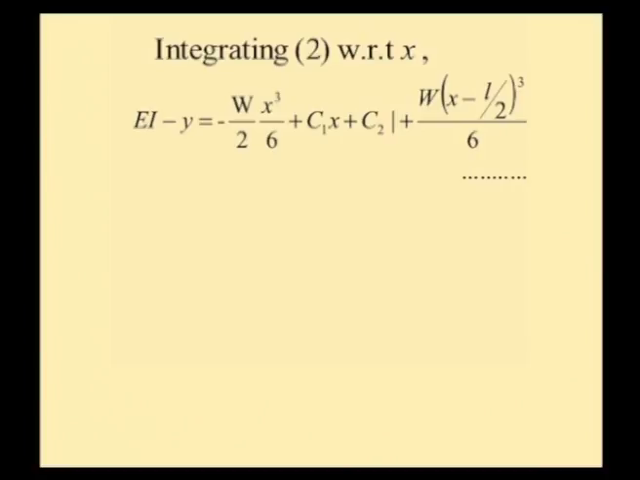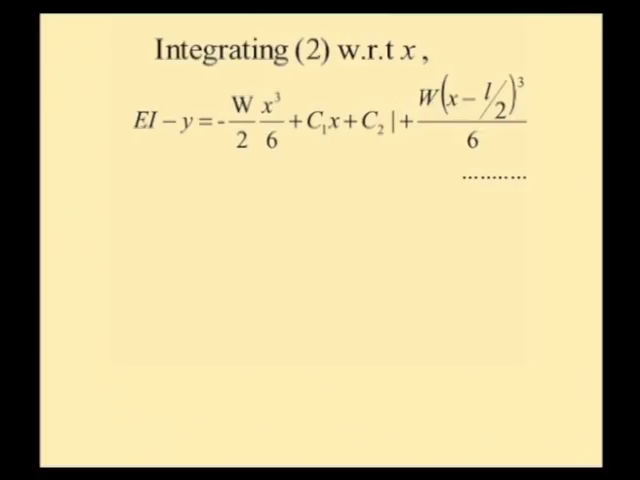And then if we integrate 2 with respect to x, we have E I y equal to minus w by 2 x cube by 6 plus C 1 x plus C 2, then dotted line, plus w into, already we have the term x minus L by 2 whole squared by 2, which should be treated as a single term. Therefore, it will be x minus L by 2 whole cube by 6. So, now we have the equations for slope and deflection with some constants of integration.